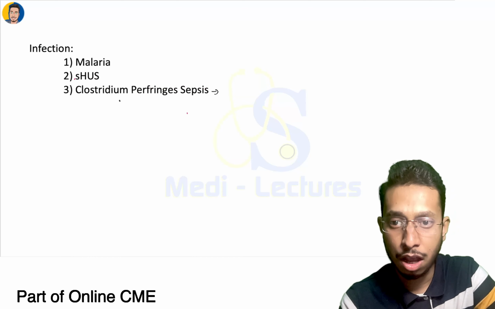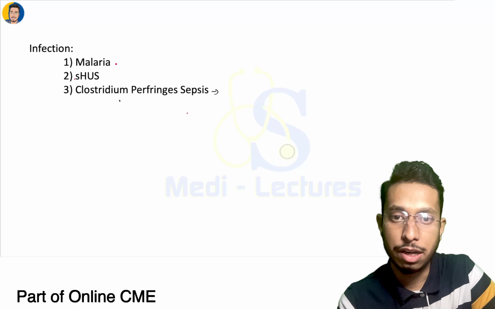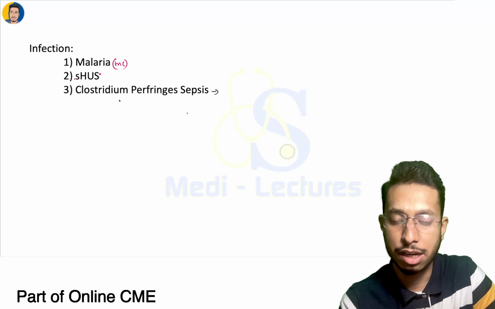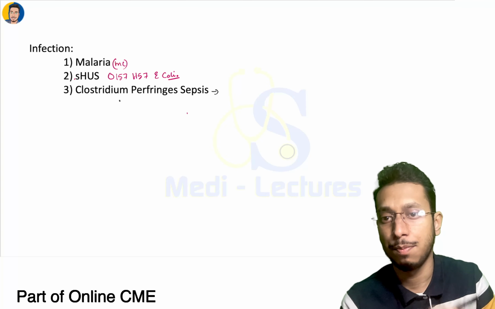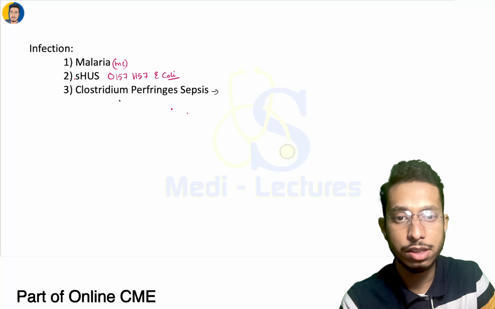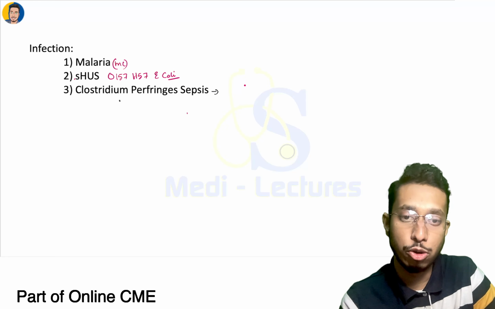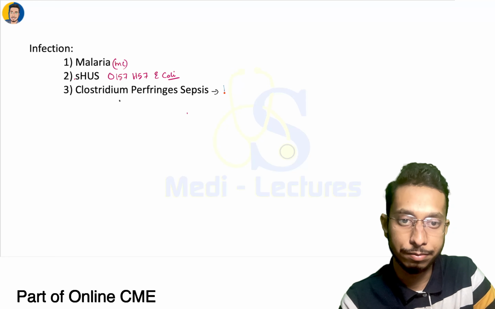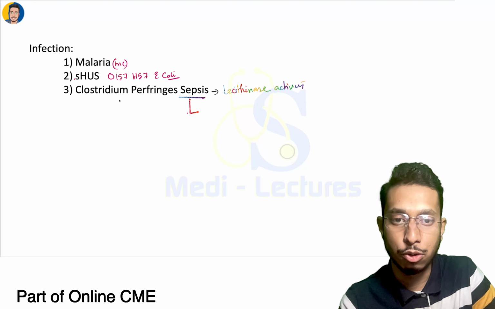So coming to infection first. The most common infection which leads to acquired hemolytic anemia is malaria, followed by Shiga-like HUS, that is O157:H7 of E. coli, which presents as bloody diarrhea, and another one is Clostridium perfringens sepsis. Now, this sepsis is life-threatening in nature, mainly due to a toxin with lecithinase activity, and this sepsis is due to the alpha toxin of Clostridium perfringens.